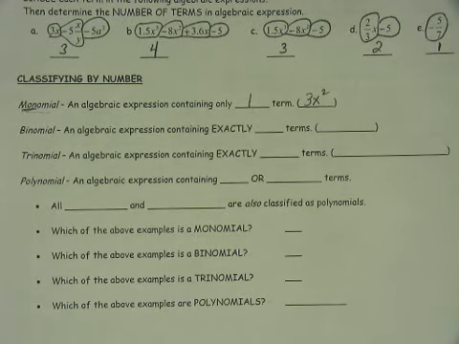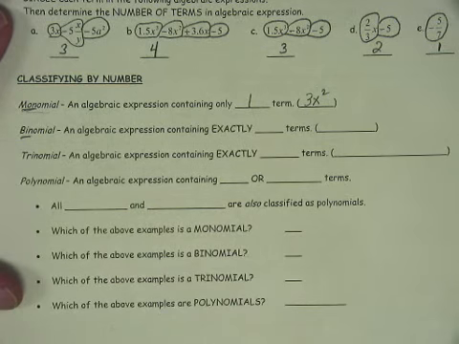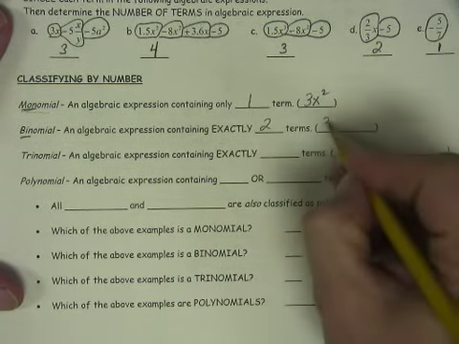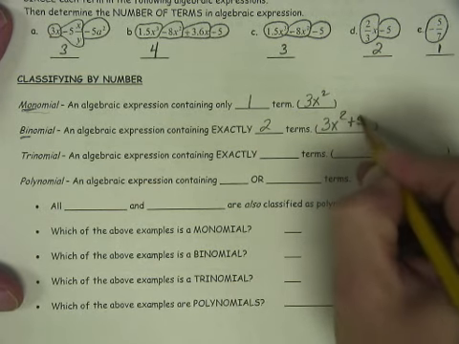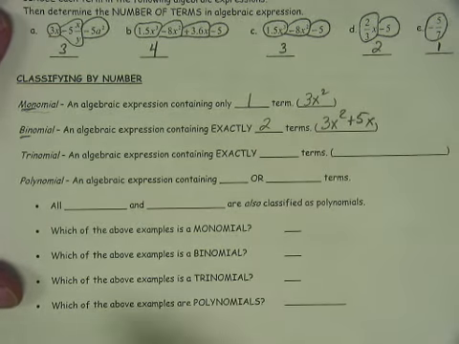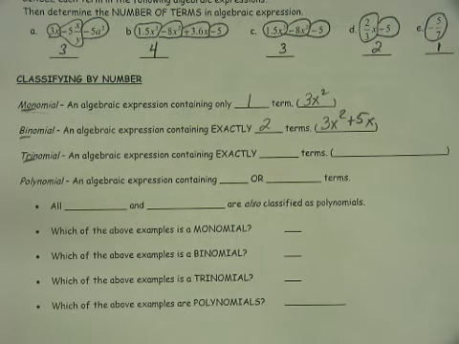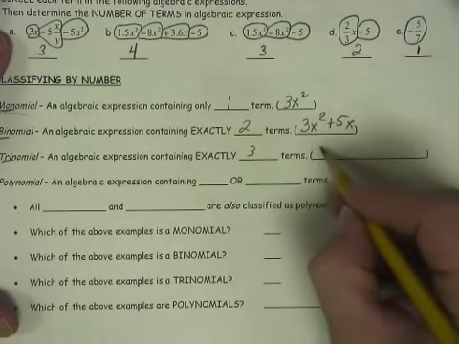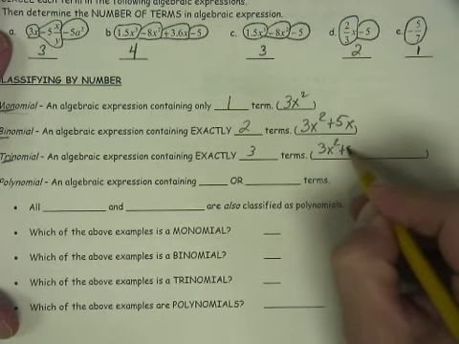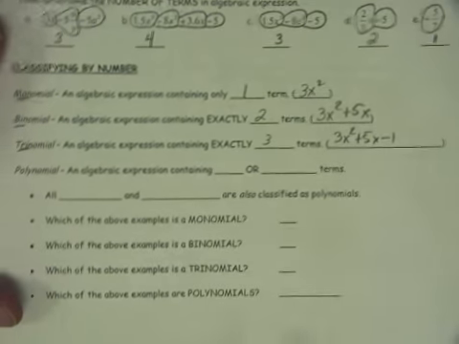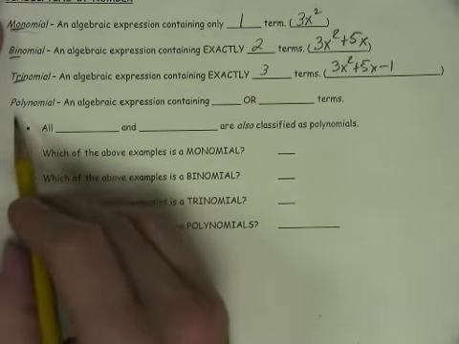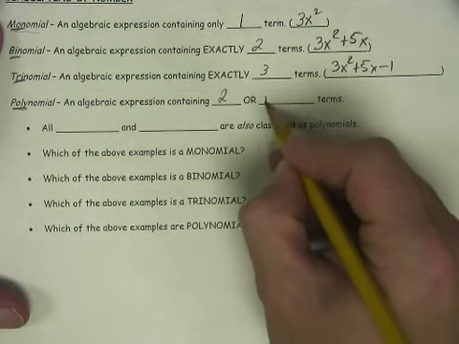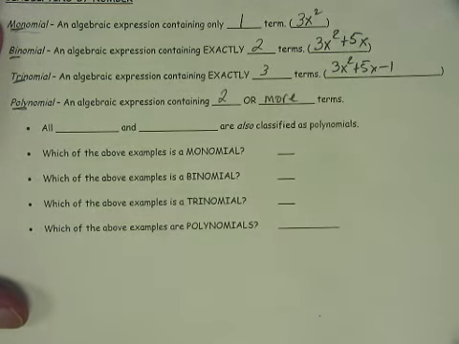1 term. Monomial. Binomial, like bicycle, is 2. So an algebraic expression containing exactly 2 terms. An example of that would be 3x squared plus 5x. Tri, like a tricycle, has 3 wheels. So an algebraic expression containing exactly 3 terms, and that would be 3x squared plus 5x minus 1. And then poly. Poly means more than 1. So an algebraic expression containing 2 or more terms.